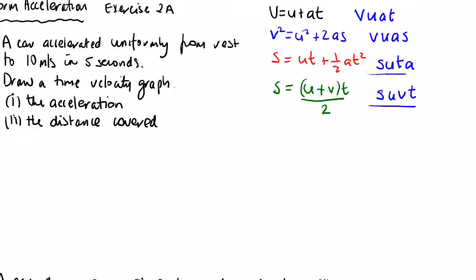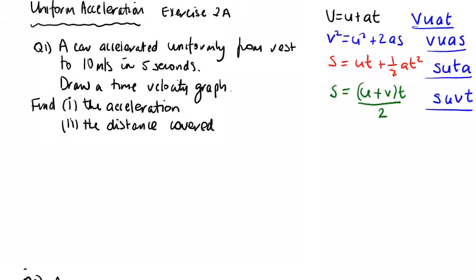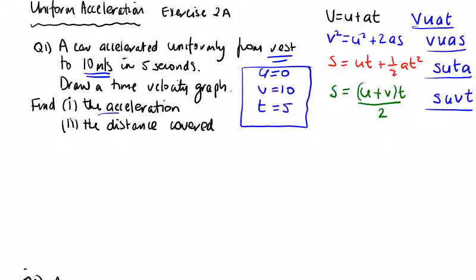So obviously, in any of these equations, we have to be given 3 variables to get the fourth. So these are really straightforward questions in exercise 2A. A car accelerates uniformly from rest. So anytime you see rest, just jot down that the initial velocity is 0, to 10 meters per second, which is my final velocity, in 5 seconds, t is equal to 5. So we have 3 variables. All we need now is to look at what we're asked: find the acceleration.